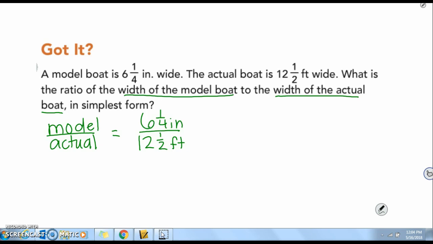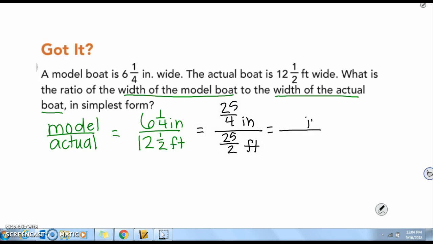As we can see here, to write this in simplest form, we need to have the same unit of measure. Since inches is our smaller unit, we're going to convert 12 1/2 feet into inches. The best way to do this is by rewriting this as improper fractions. Therefore, it's going to look like a complex fraction. 4 times 6 is 24, plus 1 is 25/4 inches. Over 12 1/2: 2 times 12 is 24, plus 1 is 25/2 in feet.